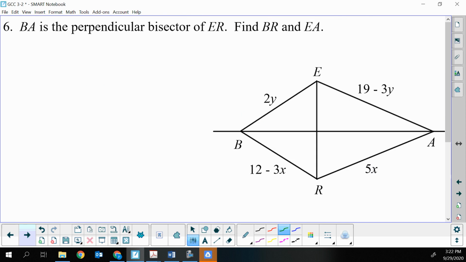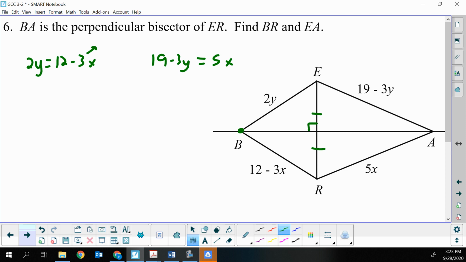All right, one last one for today. EA is the perpendicular bisector of ER. So ER is getting bisected, meaning that's the congruent stuff, and there's our right angles. Well, we know that B should be equidistant from the endpoints. So we know 2y should be equal to 12 minus 3x. And we also know A should be equidistant from the endpoints. So we have 19 minus 3y equals 5x.